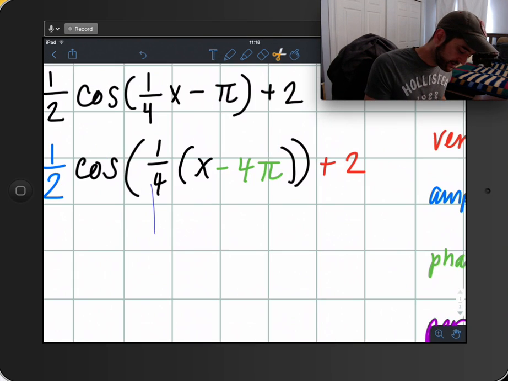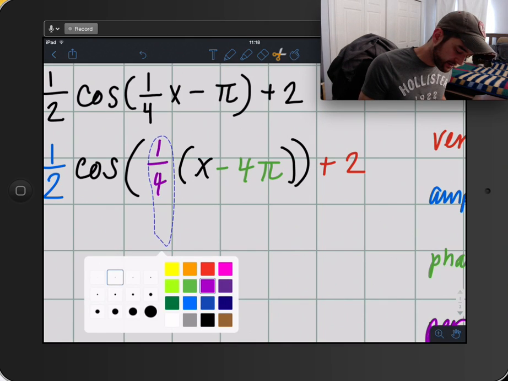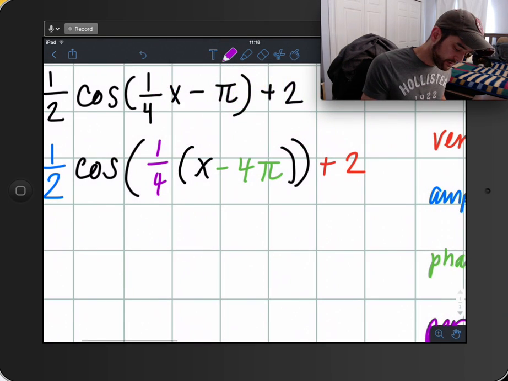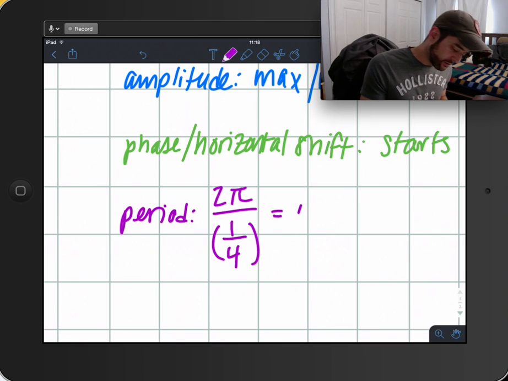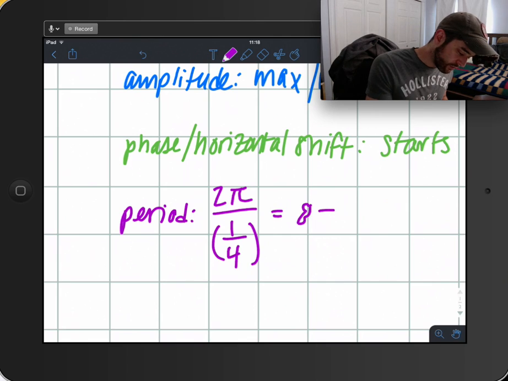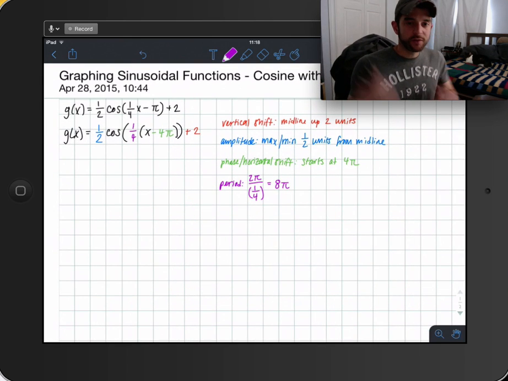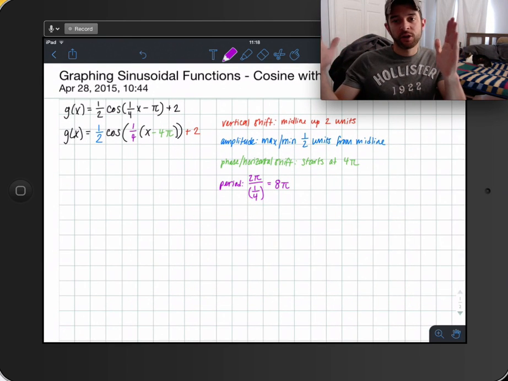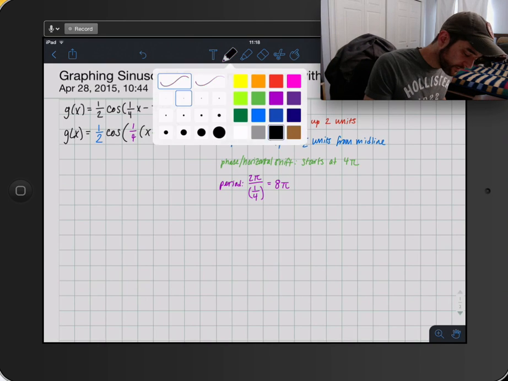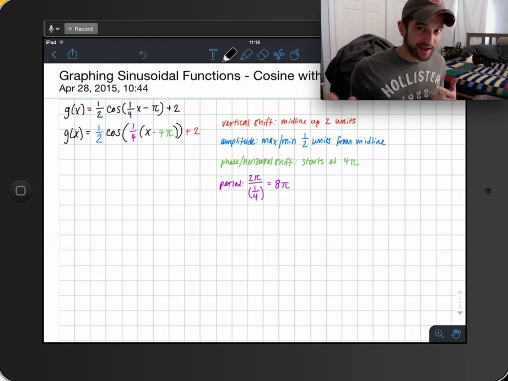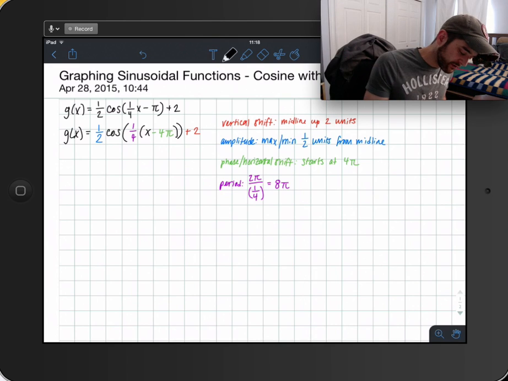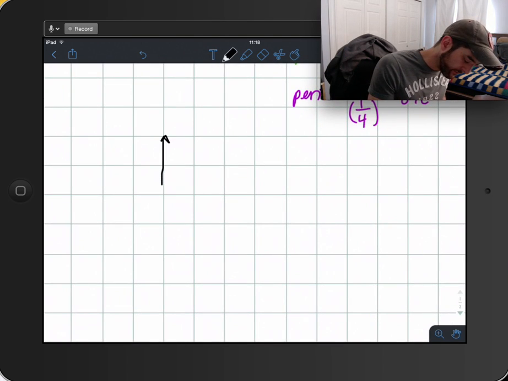And then finally, the value that affects the period is 1/4. And that means our period is 2 pi divided by 1/4, or 2 pi times 4, or 8 pi. So this is going to be a very small graph vertically, but a very long graph horizontally. And because of the bigger values for period, we're going to scale both the x-axis and the g of x-axis. So my graph is going to look a little different than the last one.